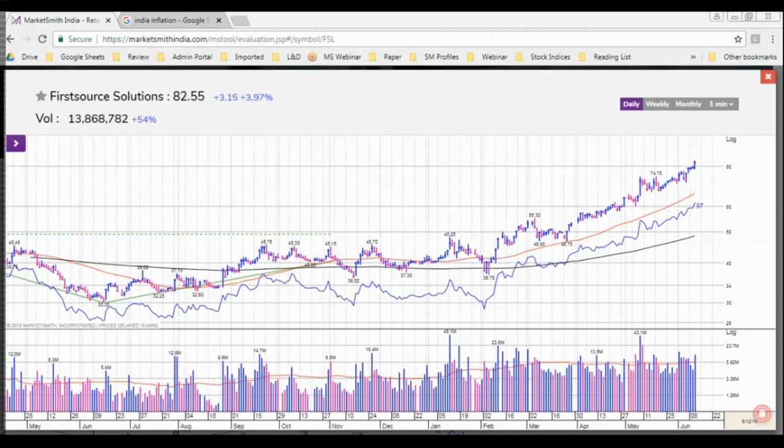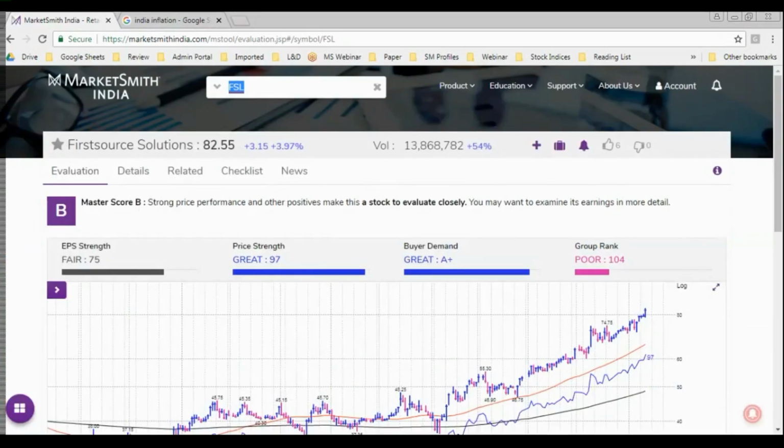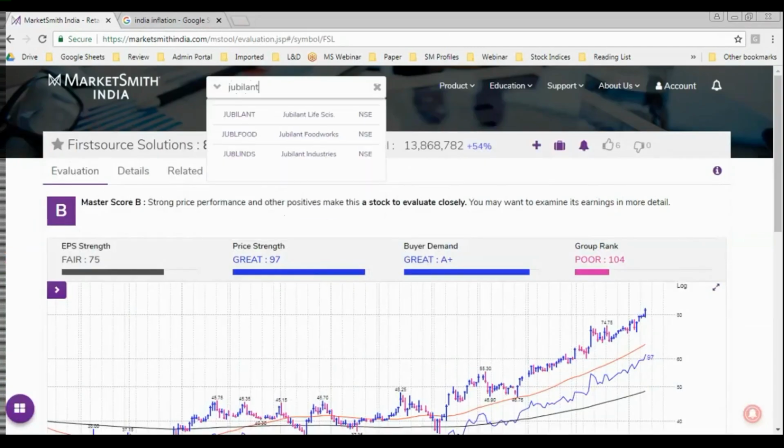Okay, so the next query is from KN. I see a couple of queries. One is Jubilant Foodworks, the other is Apex Frozen. I'll answer both. So let's take up Jubilant Foodworks.